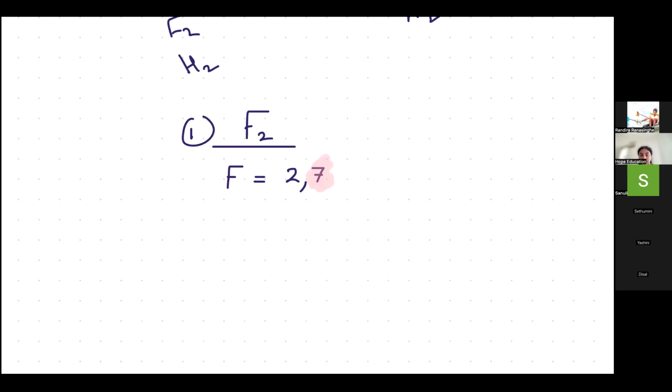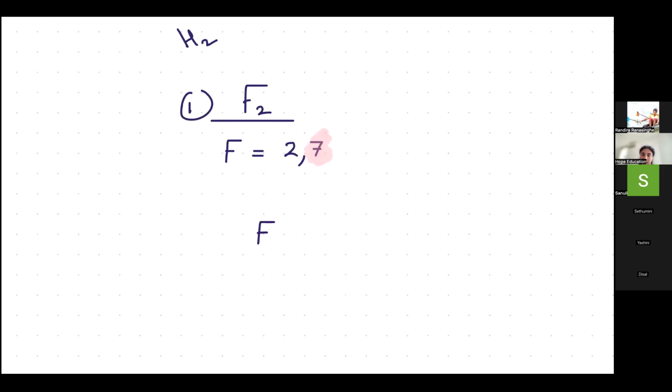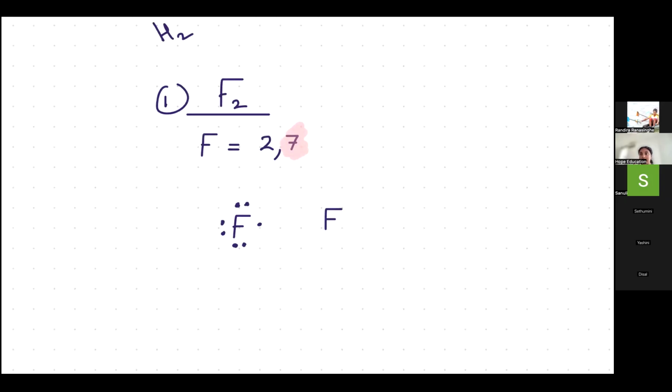Now I draw one fluorine atom and fill the outermost energy level: 1, 2, 3, 4, and then the next round, 5, 6, 7. This is one fluorine atom. F2 means two fluorine atoms, so I draw another one: 1, 2, 3, 4, 5, 6, 7.